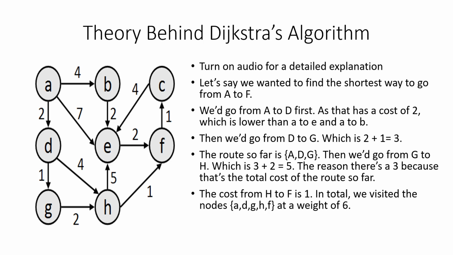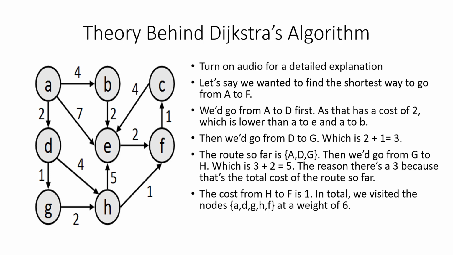Getting back to the point, we're now at location H, and the edge rate of H to F is 1, which has less edge rate than H to E. So we visit F. Overall, to get from A to F, we visit the nodes A, D, G, H and F. The edge rate of the shortest path from A to F is 6.